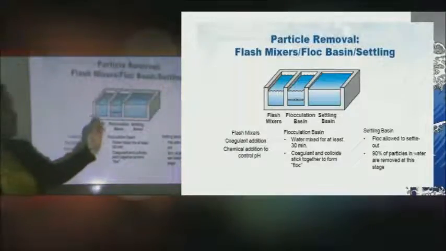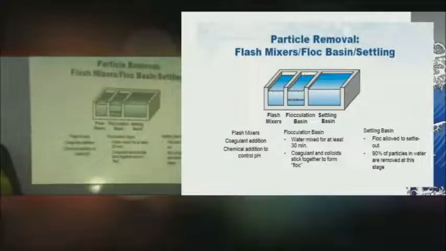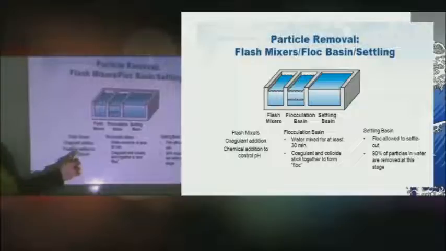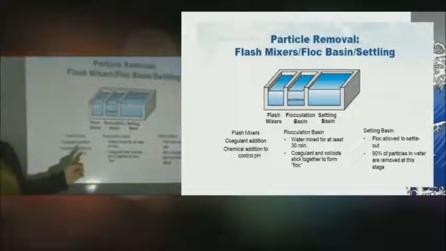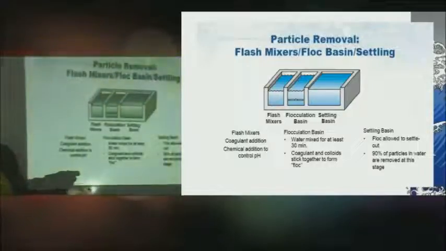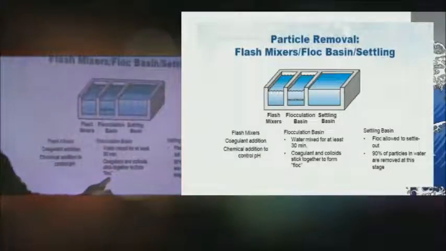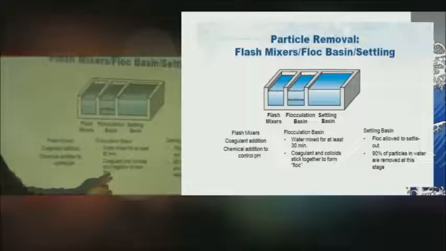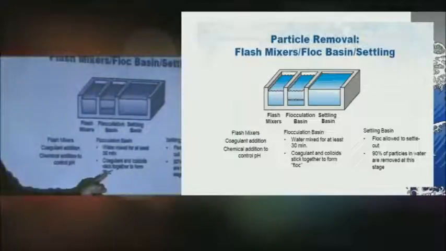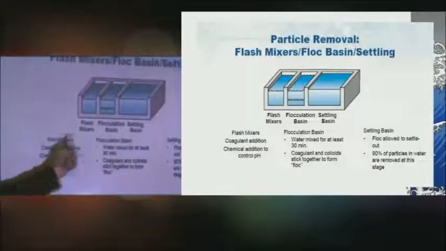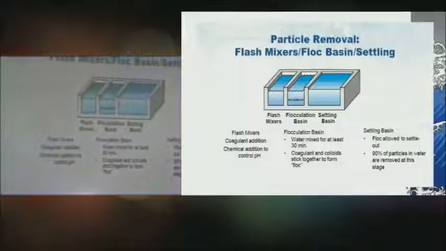Then this will be followed by the flocculation basin. What's the purpose of flocculation? Flocculation actually happens after coagulation. So the coagulant and colloids stick together to form flocs. And since this is the function that you want to attain for your coagulant, what do you think would be the rate of the mixing?